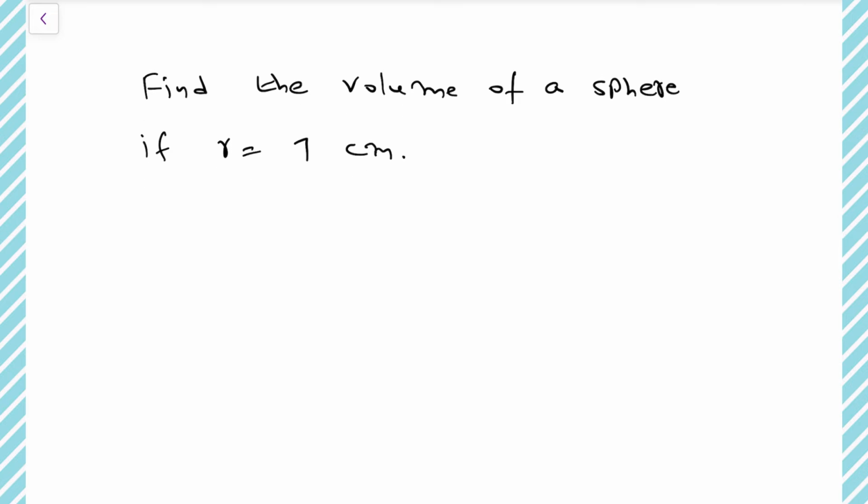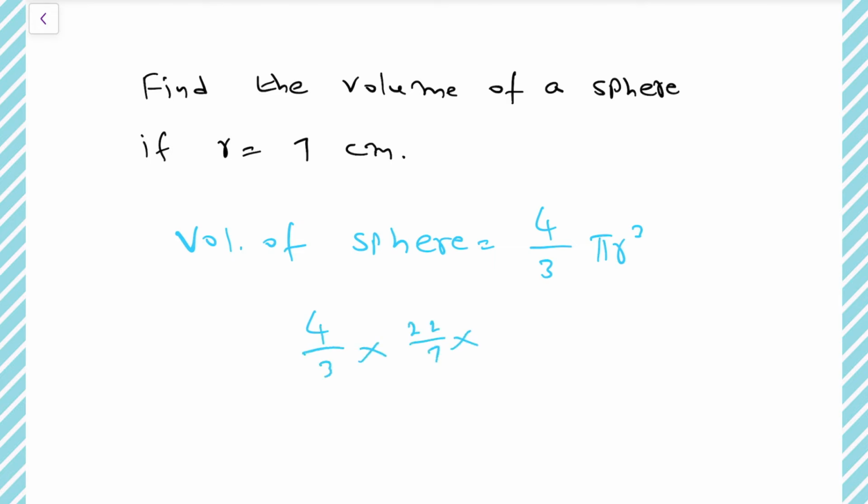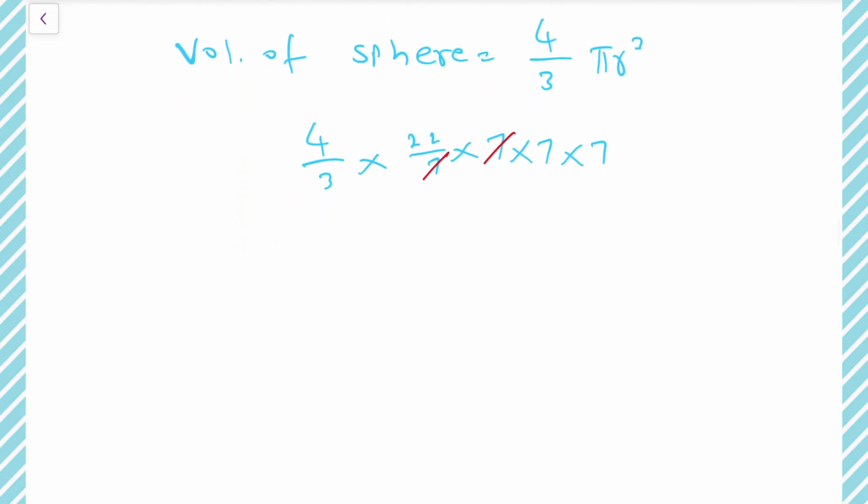Next, find the volume of a sphere if the radius is given as 7 centimeters. So what is the formula for the volume of a sphere? Volume of sphere equals 4 by 3 pi r cube. 4 by 3 into pi value 22 by 7 into r cube, that is, the radius is 7 centimeters, right? So 7 into 7 into 7. This 7 and this 7 cancel. And here there are no other cancellations. Then we are left with 4 by 3 into 22 into 7 into 7.